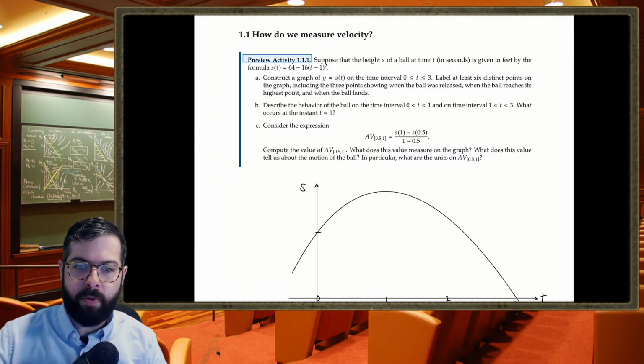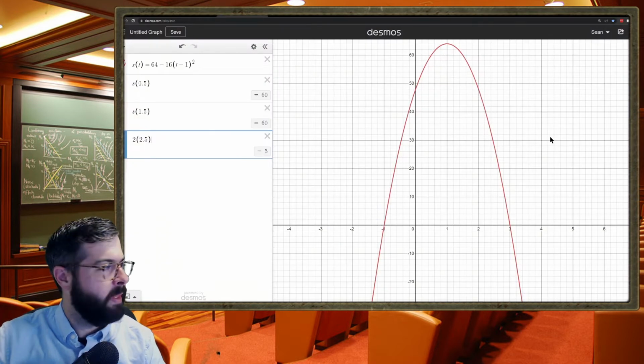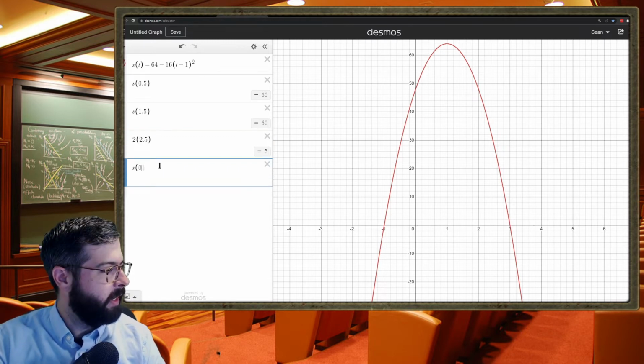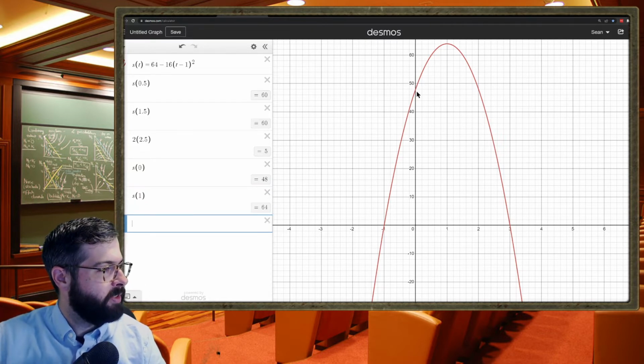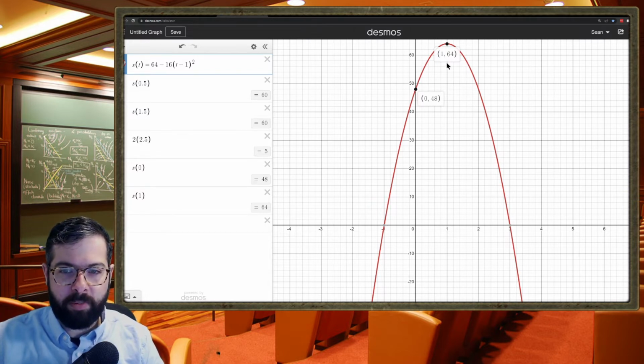Okay, so it's asking for the behavior of the ball on time intervals 0 to 1, and then from 1 to 3. And it's asking what happens at t equals 1. So let's go back to our graph here. Between 0 and 1, I can find s of 0. I know the height is 48. I know that height at 1 is 64. So what's happening between here and here is that the height of the ball is increasing, and we could even describe how fast that's increasing, perhaps, using the average rate of change.